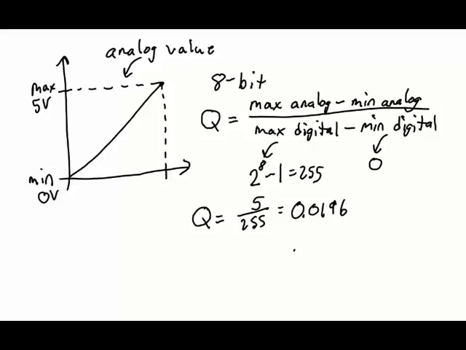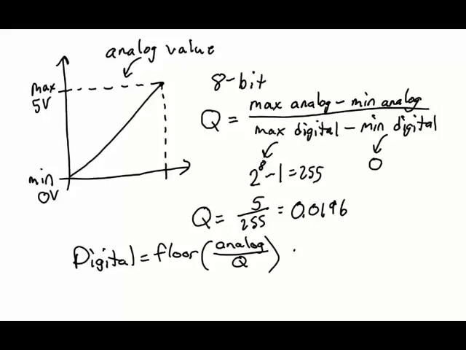We can write that out mathematically like this. The digital value is equal to the floor of the analog value divided by Q. The floor function means to truncate, that is, to simply cut off any decimal values and leave the integer part of the number only. So it's kind of like rounding the number, except that you always round down and you never round up.